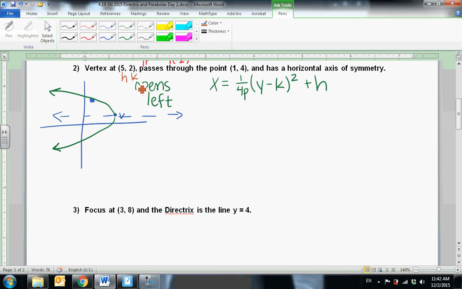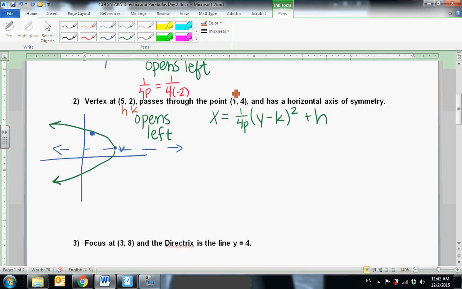Do we know p? We don't. We do have something else that can help us that we haven't used yet. This other point, 1, 4, that's an ordered pair, right? And ordered pairs represent x and y. So we're going to plug in for h, k, x, and y, and what's all that's going to be left for us to solve for? P. Y'all see what I'm saying?